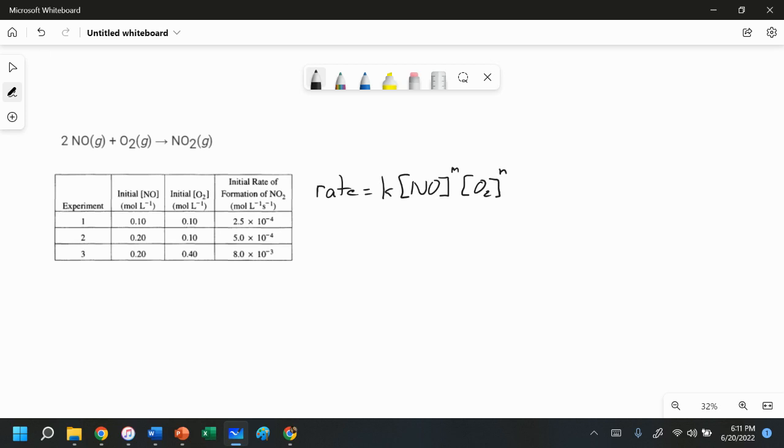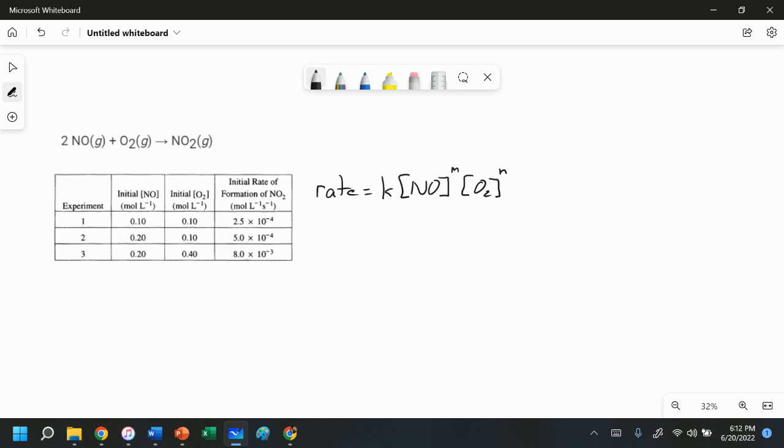Now, before I move on, I just want to point out, these are gases. We could also write the rate law in terms of pressures. Whenever you have a gas, the rate law is also proportional to the pressures of the gas. So you could be given pressure data for a gas and put pressures in here instead of concentrations, and that would be valid also. So just keep in mind that with gases, you could also write the rate law with pressures.